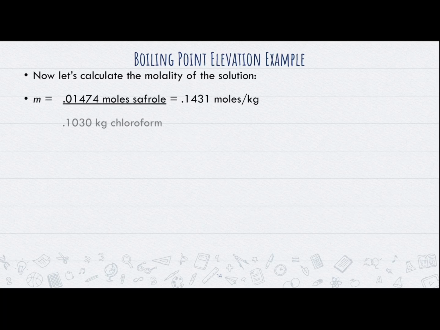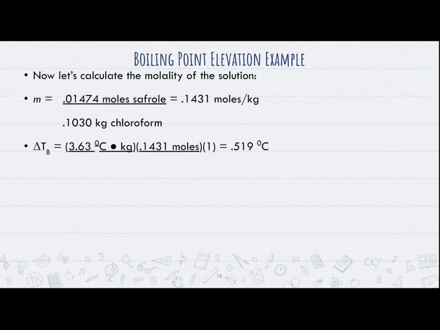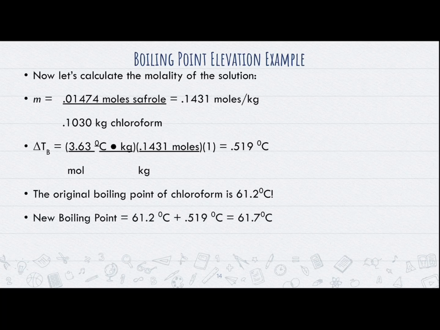Okay, so here's what I was saying. I have moles of saffrol over my grams of chloroform, which is converted into kilograms. I divided the grams by 1,000 to get this number, and then I get 0.1431. That can now be plugged into my original equation and will look like this. That gives me a change in temperature of 0.519. So that's just the change. I want to know the total temperature of the saffrol plus the chloroform, so I need to go ahead and add those together, and I would get 61.7.